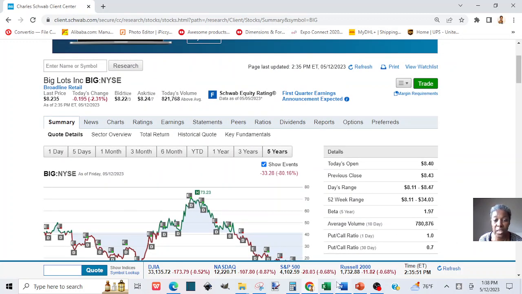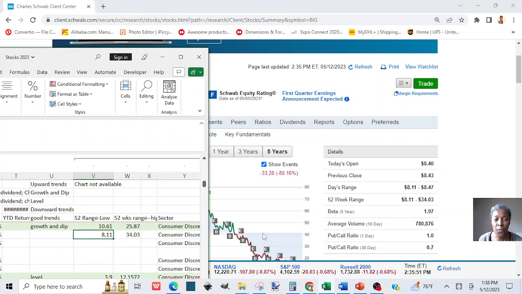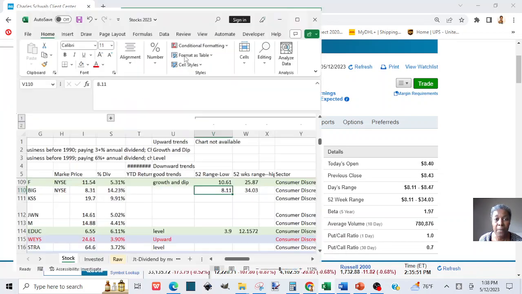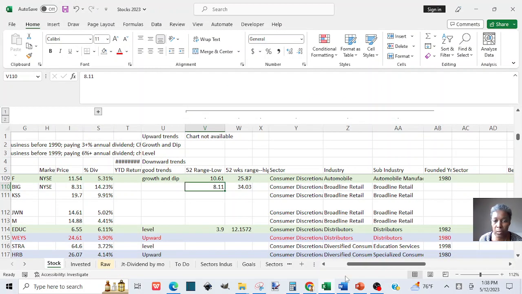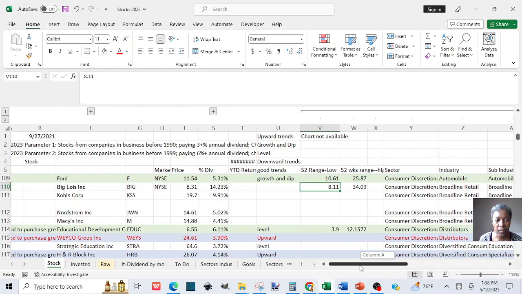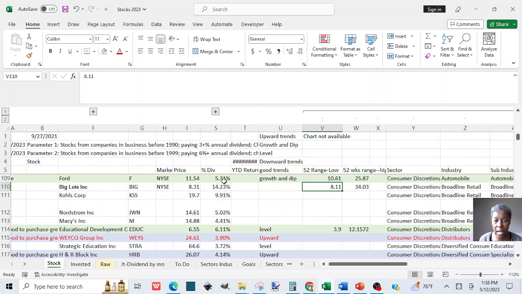So when you pick Big Lots, so far it passed those filters of yours. It's paying a high dividend. That was the first thing. It's paying dividend and it's paying high dividend. So technically it's two criteria there. It is a corporation. That's another filter right there. It's sold on the New York Stock Exchange. That's another filter that it passed.